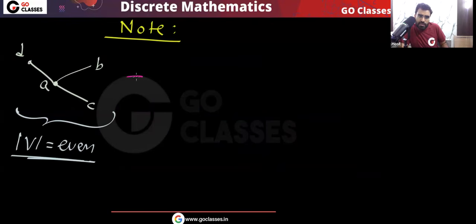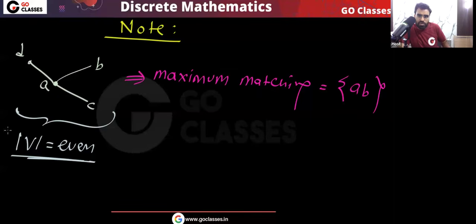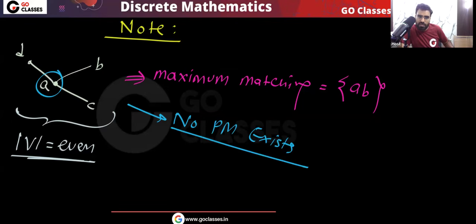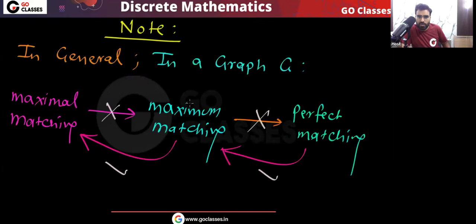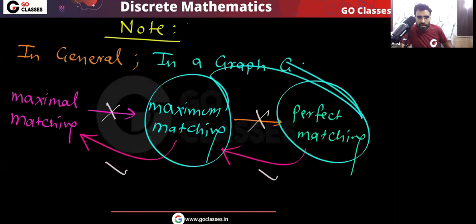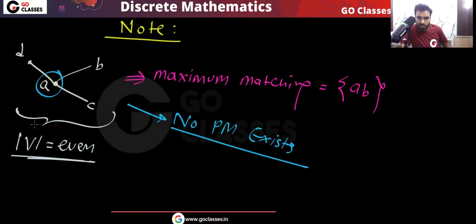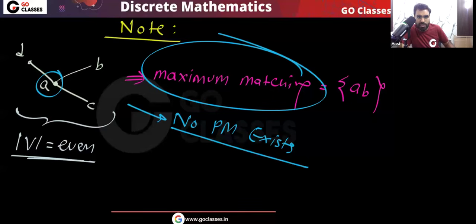But here, what is the maximum matching you can create? What is the largest matching that I can create? The largest matching will have a single edge, because in this graph every two edges are adjacent. Every two edges have a common endpoint A. So in this graph there is no perfect matching. Yes or no? So you can notice a maximum matching may not be perfect. Even if you have an even number of vertices, a maximum matching does not mean it is perfect.